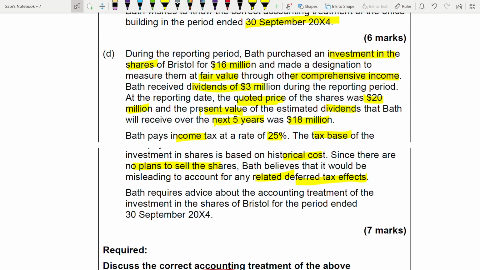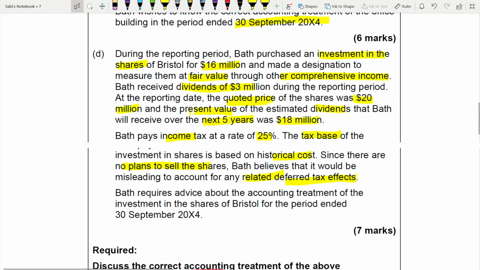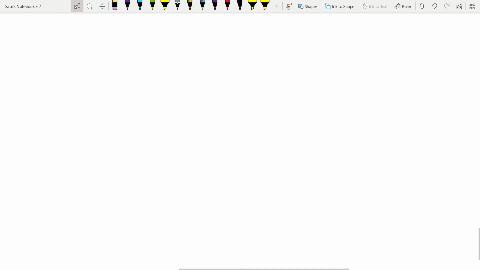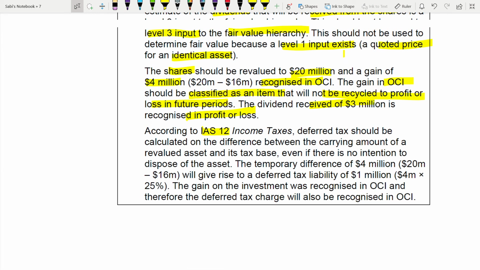Now we have the last part, which is regarding the tax treatment, deferred tax, because the investment in shares is based on historical cost and 25% tax. Okay, tax base. According to IAS 12 we have to deal with this. So deferred tax is calculated on the difference between the carrying amount of a revalued asset and its tax base. See, the tax base does not take the revalued amount, it takes historical cost. Only your carrying amount you will increase, if revaluation happens. Remember that. That's why there's a difference. On that difference, you have to find the tax, even if there is no intention to dispose of the asset. What is the temporary difference? 4 million. Why? 20 million is the revalued amount, 16 million is the cost. Cost is taken as the tax base because they told us the tax authority will calculate on the historical cost, which is 16. But you are taking the carrying amount, that is 20 million, the revalued amount. So 20 minus 16, difference is 4.